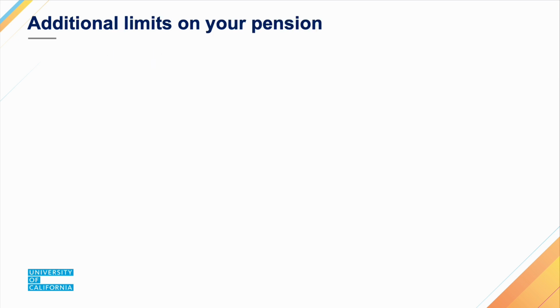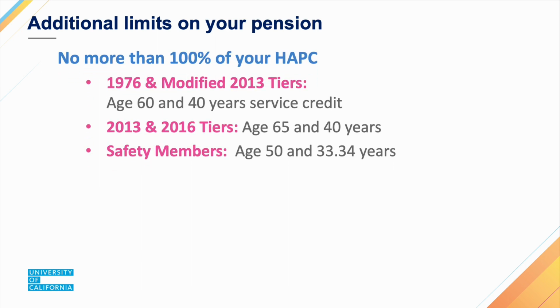Before we continue, we should point out 2 additional limits on how much income you can receive from your pension. Regardless of your age, years of service, and salary, you can never receive more than 100% of your highest average plan compensation at retirement. In general, this means once you've reached the highest age factor, at age 60 or 65 for most members, and earned 40 years of service, you can't get a higher benefit unless your HAPC grows. Safety members reach this limit at age 50 with 33 and a third years of service. Now, this limit also includes any service credit that was awarded to a former spouse or domestic partner in a qualified domestic relations order.